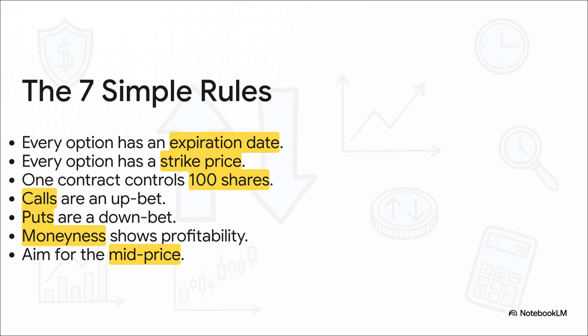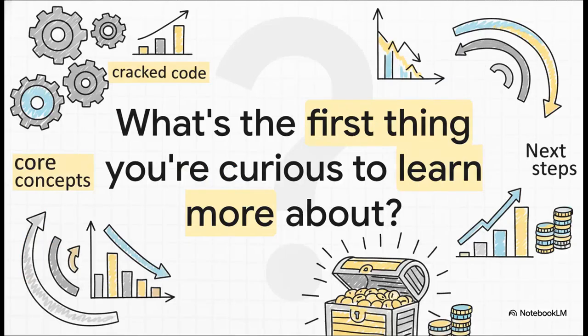4. Calls are for when you think the stock's going up. 5. Puts are for when you think it's going down. 6. Moneyness tells you if you're profitable right now. And 7. When you trade, always aim for that mid price. And there you have it. You now have the vocabulary and the core concepts to actually understand the world of options. You've basically cracked the code.